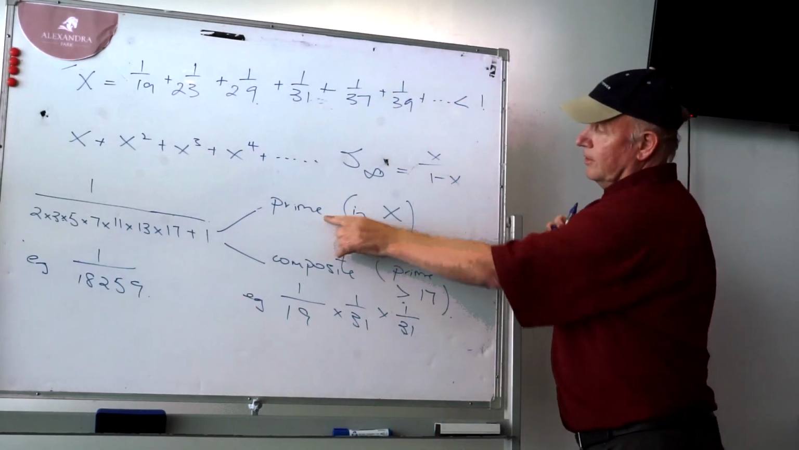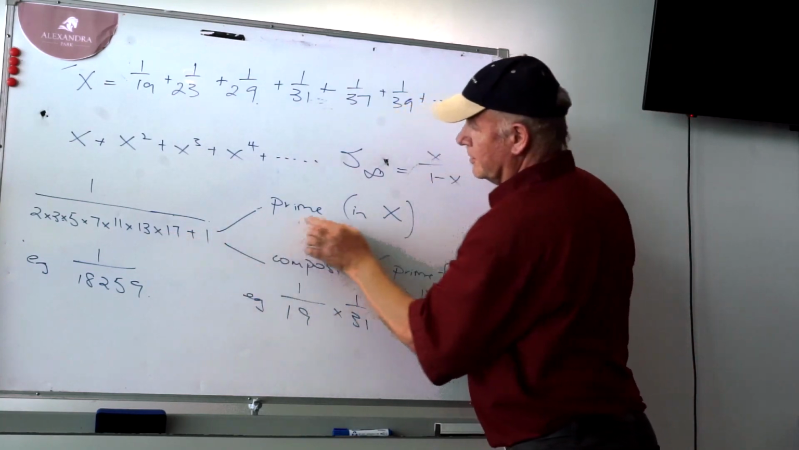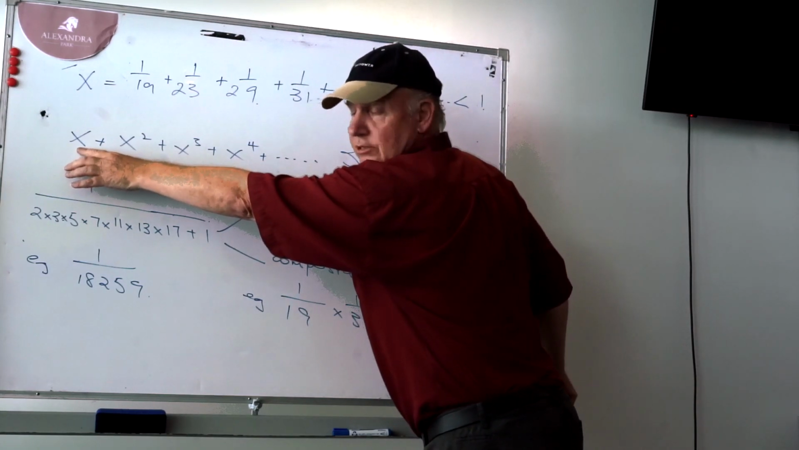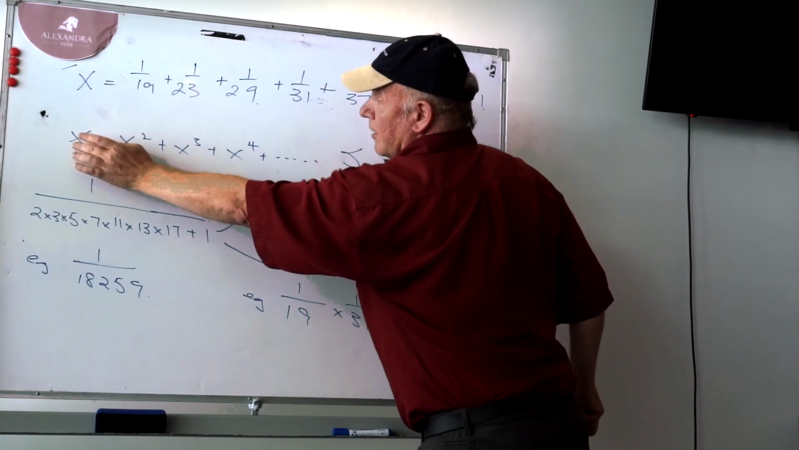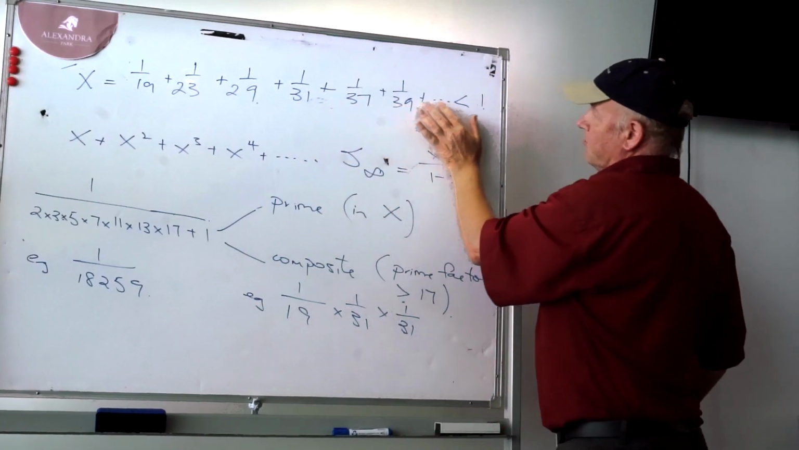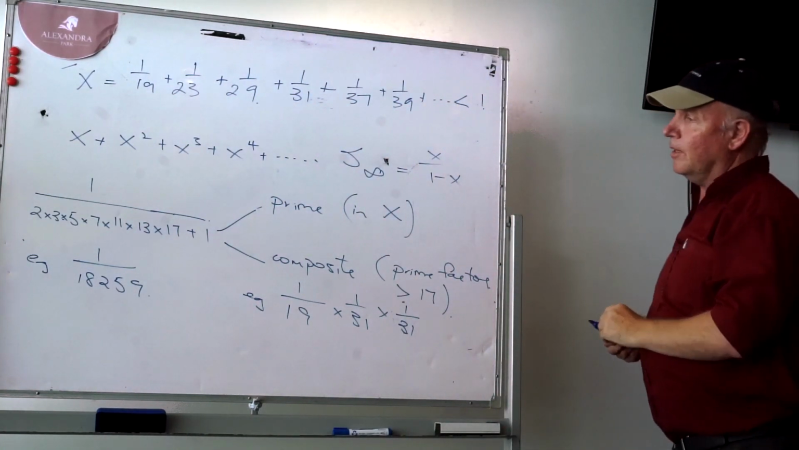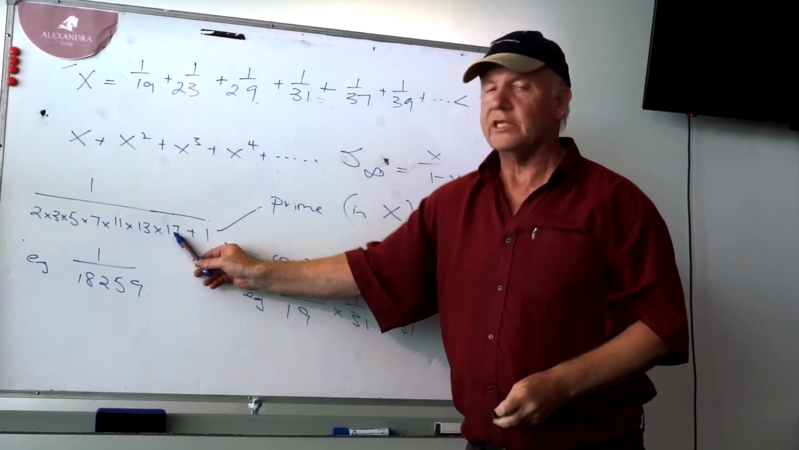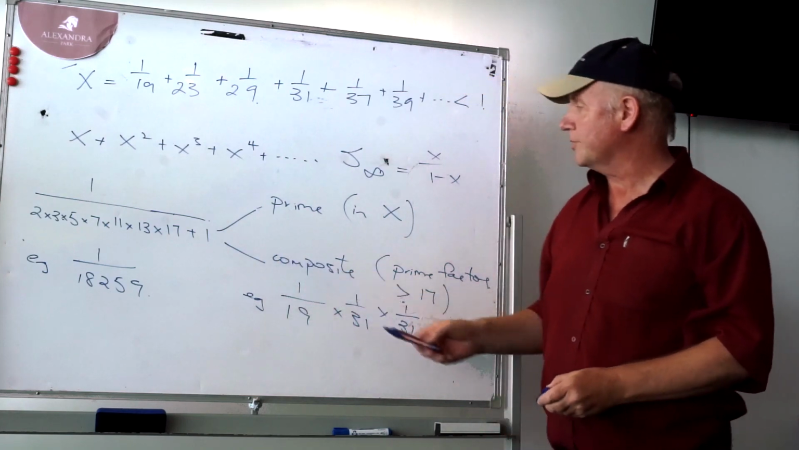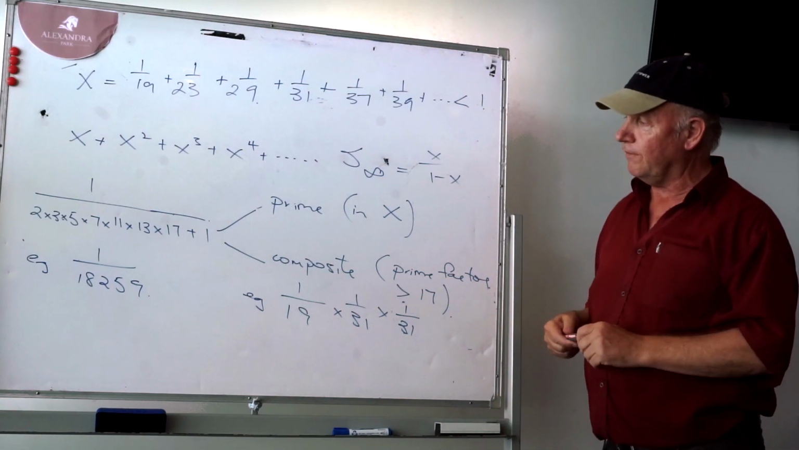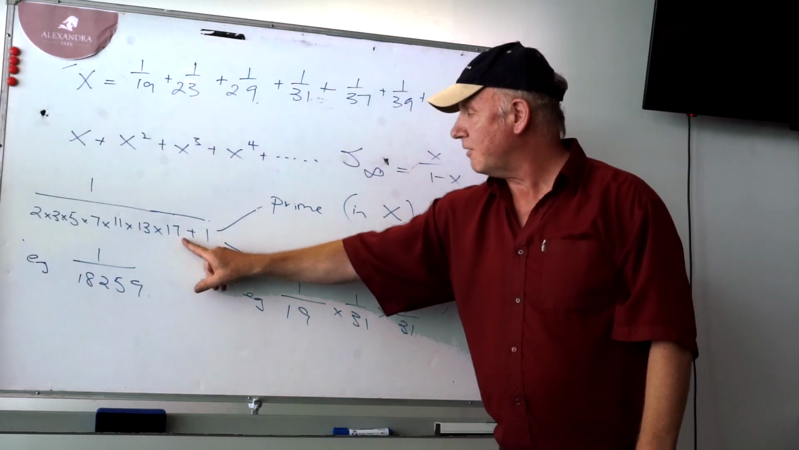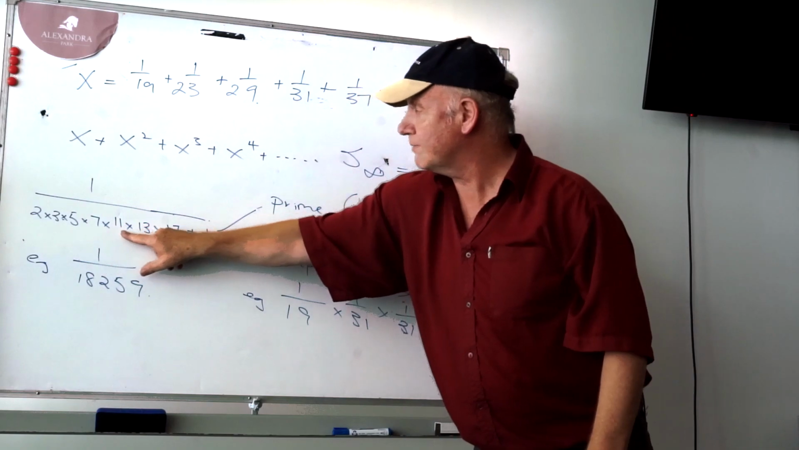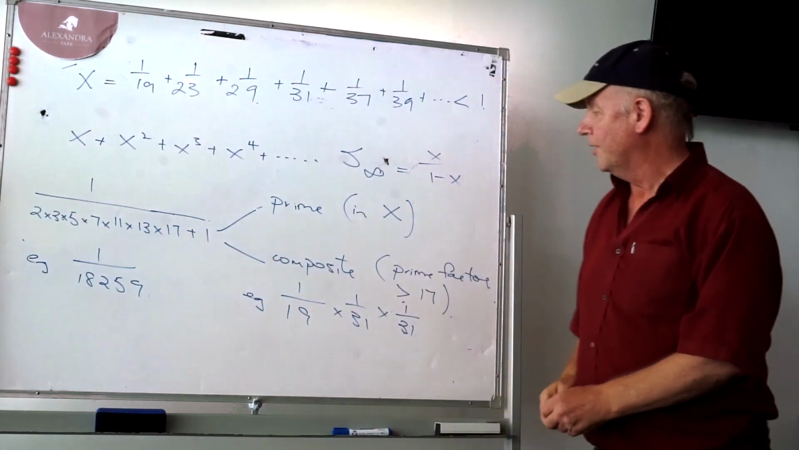If it's prime, then this on the bottom is clearly greater than 19, so it's going to fall into x. It's going to be part of the series here. However, it could still be composite, 2, 3, 5, 7, 11, 13, 17 all multiplied together plus 1. But if it is composite, the only factors it can have have to be greater than 17, because we've already proved that it can't be divisible by any of those factors up to 17.